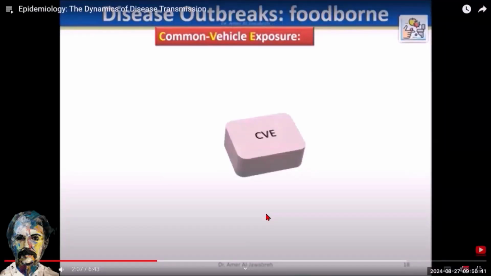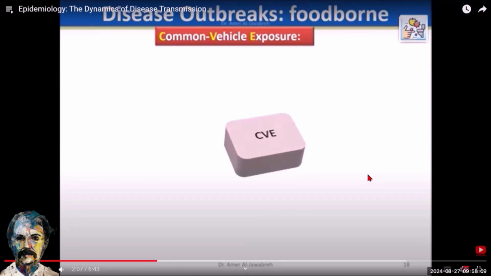Good morning, everybody. So today we're going to talk about foodborne diseases, about disease outbreaks, diseases that are caused by either eating or drinking something. We call them food outbreaks, oral fecal, okay? And these here, we call them common vehicle exposure.